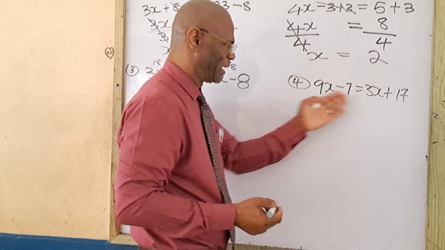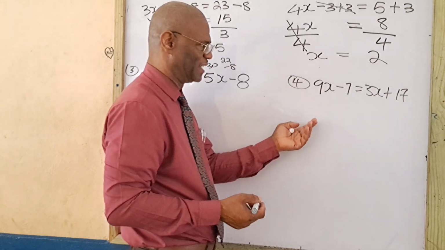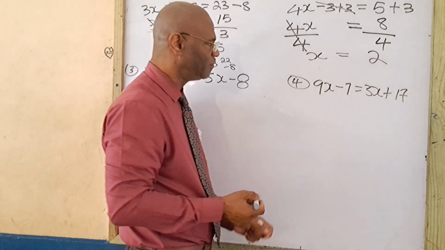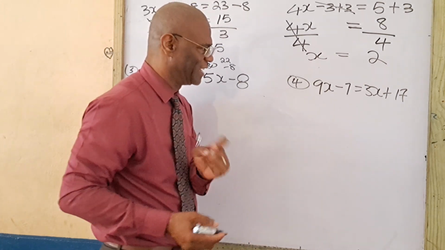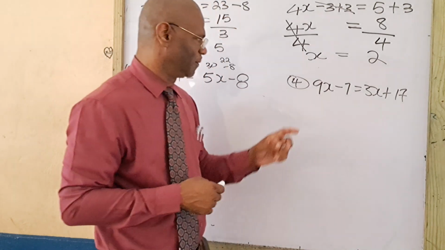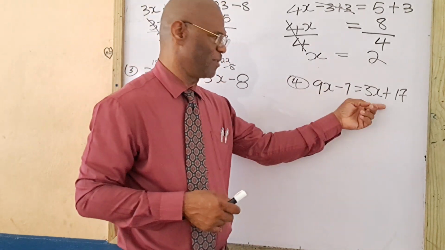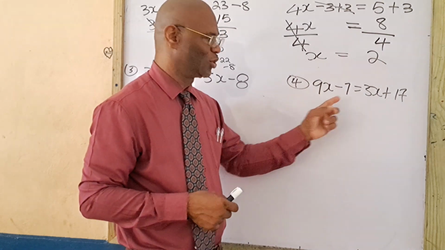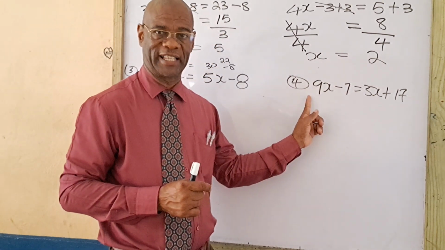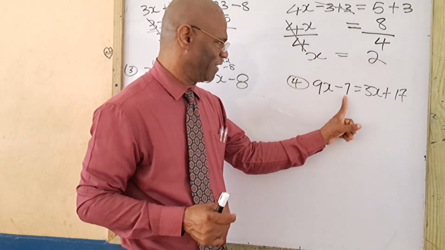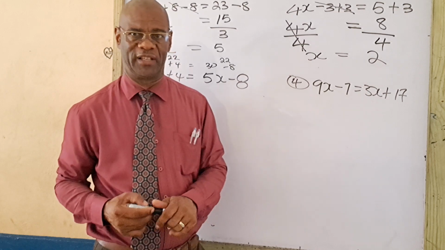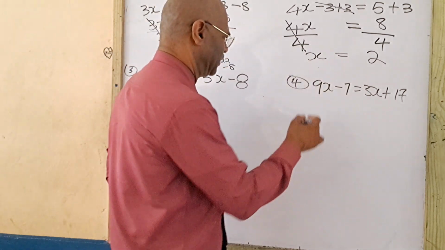So we're going to group like terms. We want all the x on one side, all the non-variable terms on the other side. In this case, remember I said it's easier to move the smaller terms. So we have 9x and 3x. 3x is smaller, so we're going to move 3x from the right hand side to the left hand side, and I'm going to move negative 7 from the left hand side to the right hand side because it is smaller as well. So let's go.